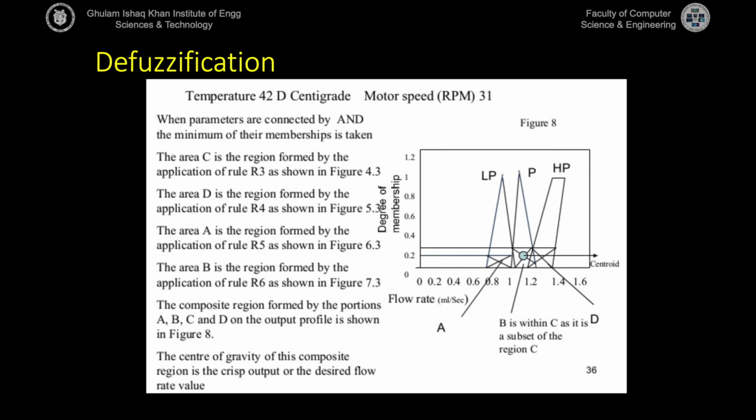You should be able to find it on your own given any parameter values and given any other problem as well. I'll give you the rules probably, I'll give you the membership functions, and then I'll ask you for a given input parameter values of variable values. You should be able to determine this crisp value on your own.